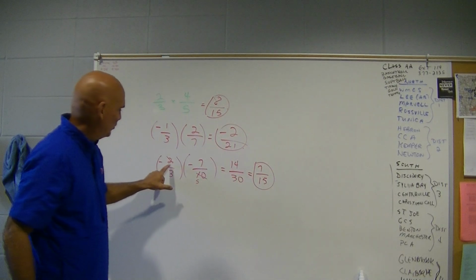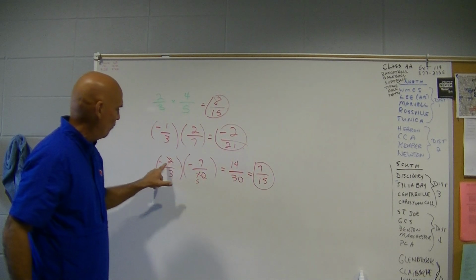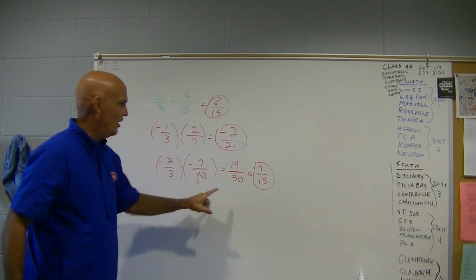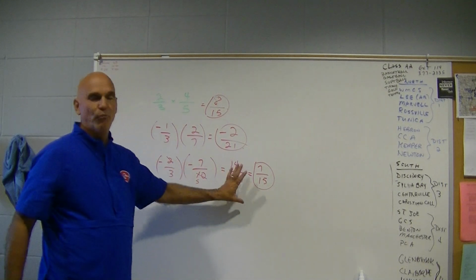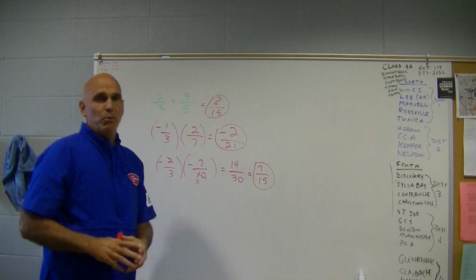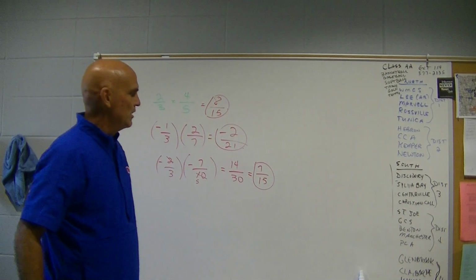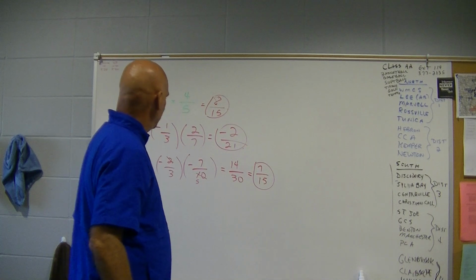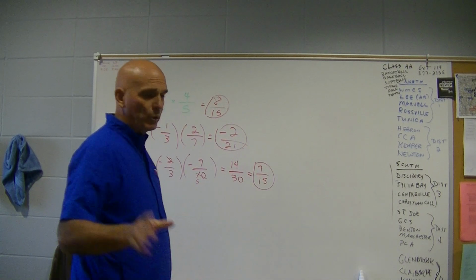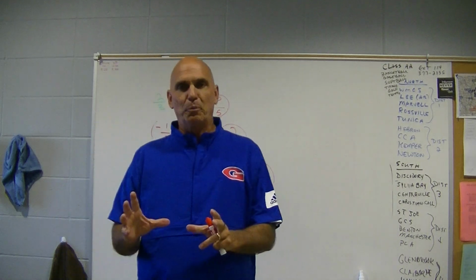But what I was saying was you could take a 2 out early on and have 1 times 7, and then 3 times 5, and 15. You can divide it out before you even get to this point right here. And when you're dealing with real big numbers, a lot of times it's advantageous to do it that way. Okay, so that's multiplying fractions.